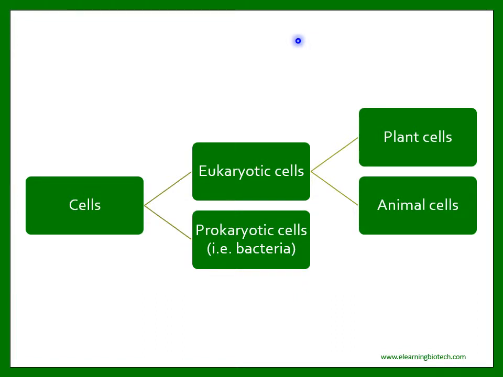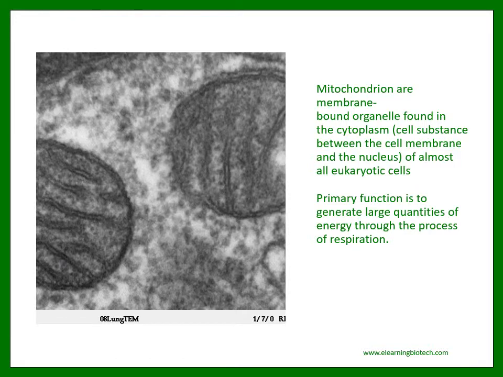Now, just like we breathe, so a cell breathes by a process called respiration. It is carried out in specialized compartments called mitochondrions. Mitochondrions are membrane-bound organelles found in the cytoplasm, the cell substance between the cell membrane and the nucleus, of almost all eukaryotic cells. Its primary function is to generate large quantities of energy through the process of respiration. On the left, you can see a picture of two mitochondrions. The image is from a thin section cut through an area of lung tissue.